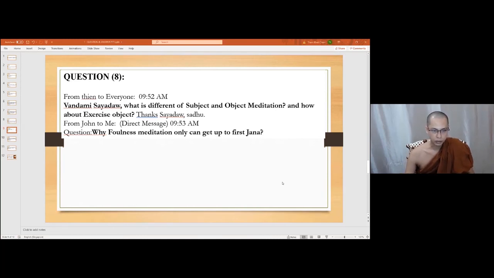And for the second question, why can foulness meditation get only up to the first jhana? This is because the object is loathsome. The object is not enjoyable and does not support the mind for the higher levels. That's why the reason is given in that way. It is not very related to the satisfaction of the mind. It is foulness, so it only supports the first jhana.